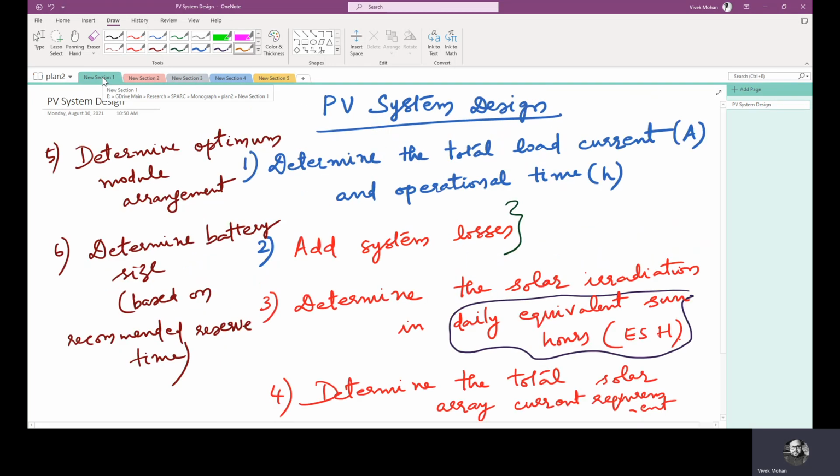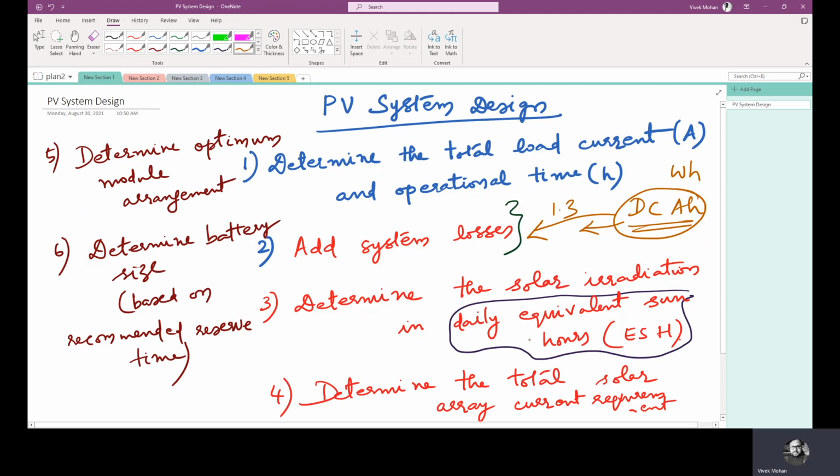Let's once again go through it. First, determine the total load current and operational time. It can be in watt hours initially, then later we'll convert it to DC ampere hours. If it is an AC load, we convert it to the DC side using the inverter efficiency. Then we add the system losses also. If the losses are 30%, the total DC ampere hours would be multiplied by 1.3. Okay, so we get the total Ah requirement.